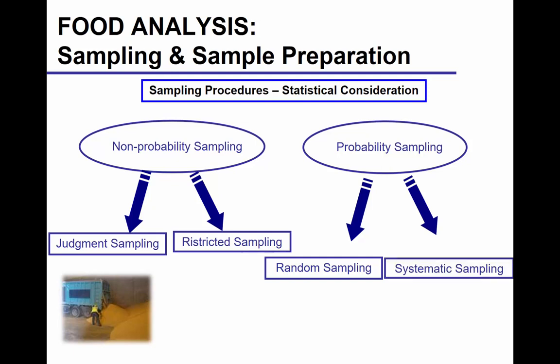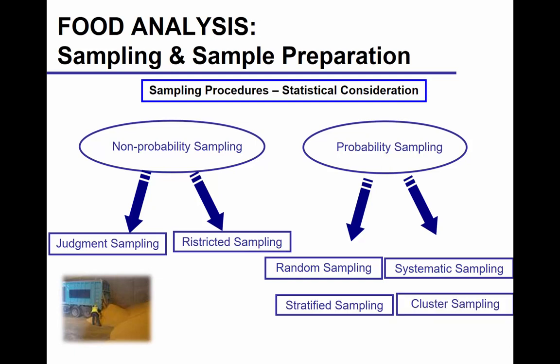Systematic sampling is, like I said, when you have a mechanical sampling procedure. You have mechanical sampling installed in the processing line, so the samples will be selected continuously at certain time points. So again, there's no bias in that.